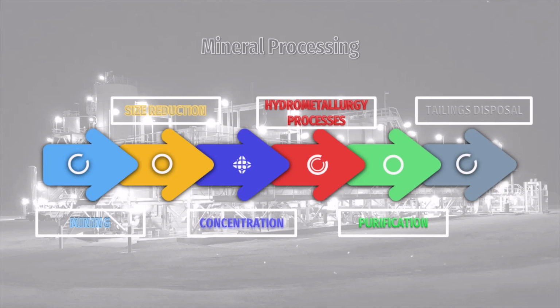So this is a general map of usually the unit processes that happen in the hydrometallurgical industry, whereby we start by mining, then we go on to size reduction. Once that is done, we go on to concentration. Then we go into the hydrometallurgical processes themselves. Then we move on to purification. Then whatever remains goes to the tailings.